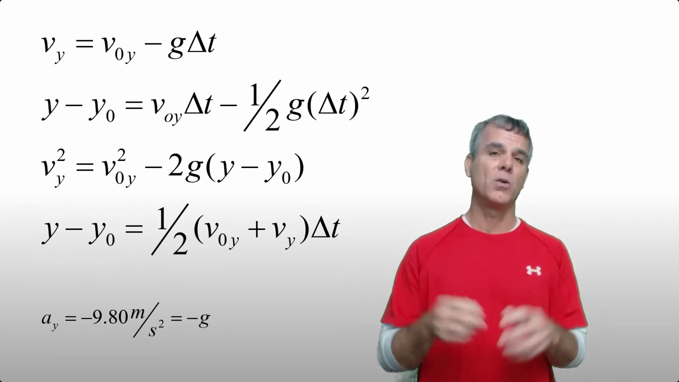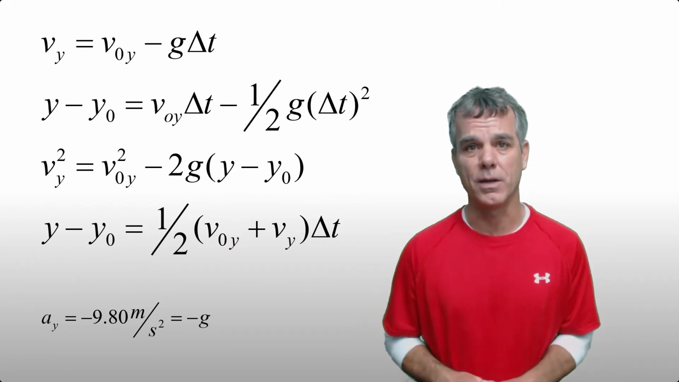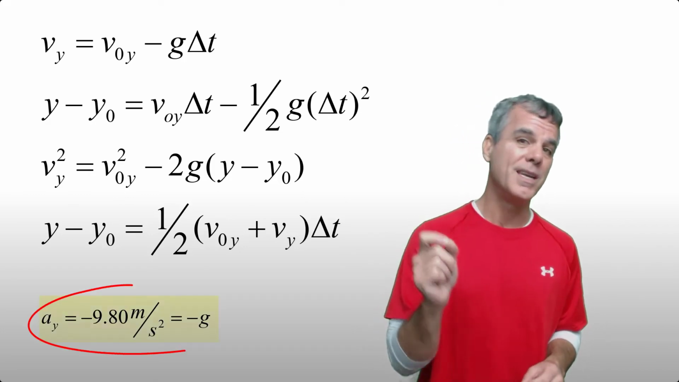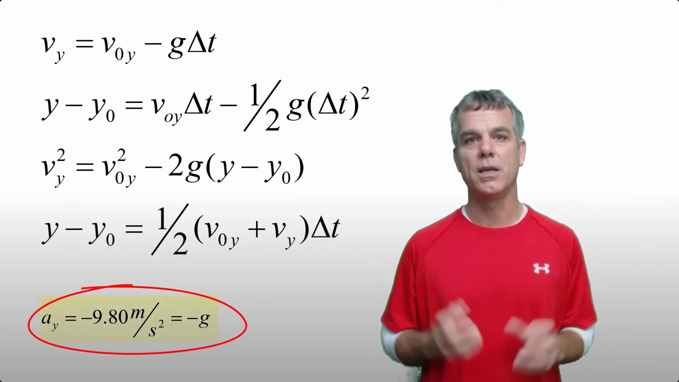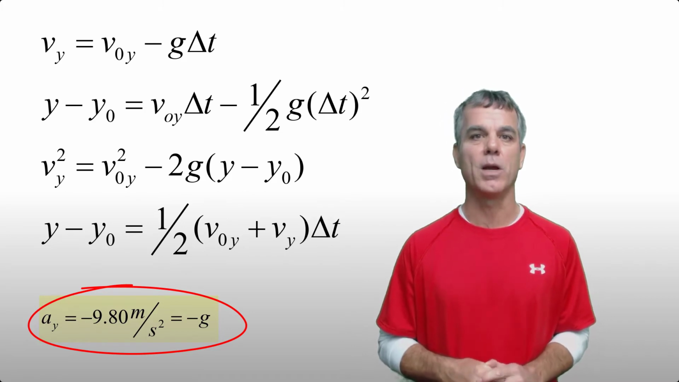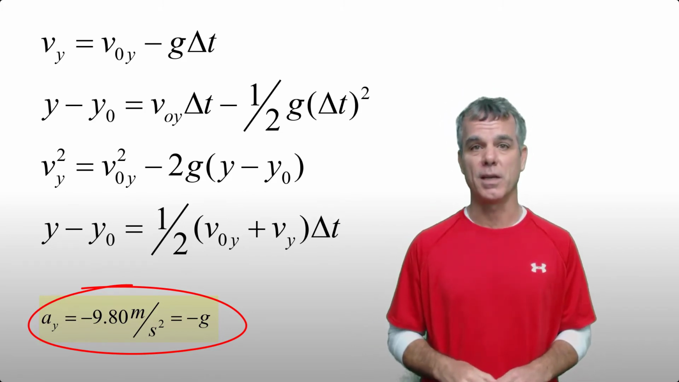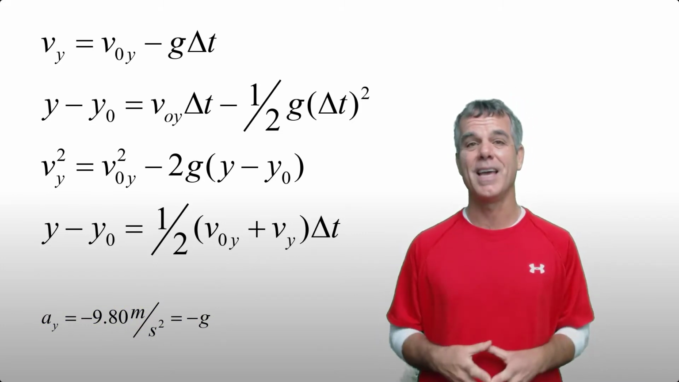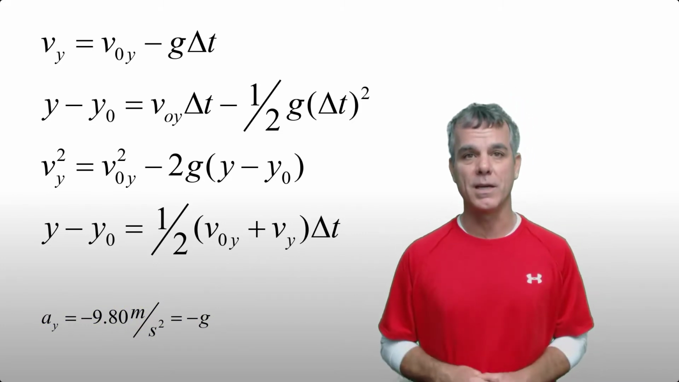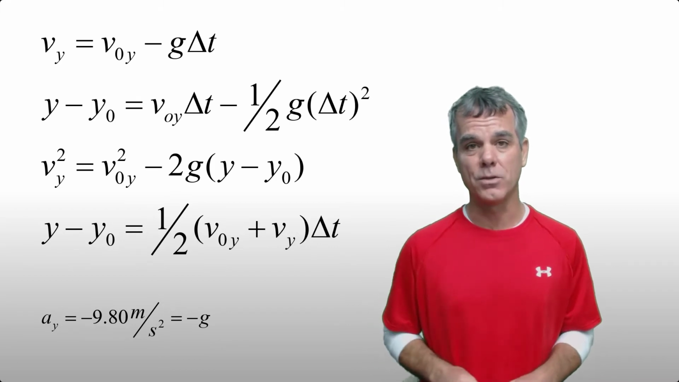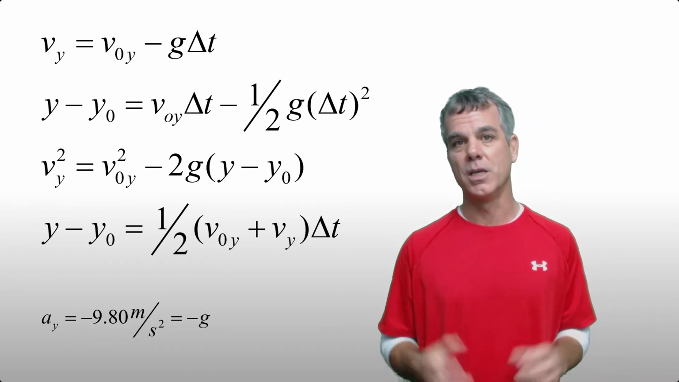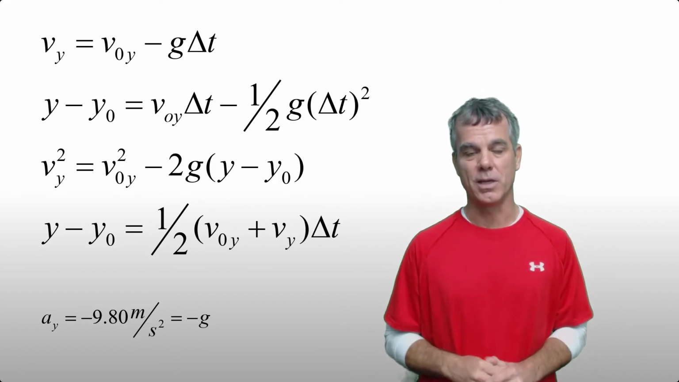Now, some books give the equations of free fall slightly differently, where they replace the acceleration in the y direction with negative g, where g is the magnitude of the acceleration due to gravity, 9.8 meters per second squared. Personally, I don't like rewriting the equations. I like to have them the same as the equations of constant acceleration in the vertical direction, just that we know the acceleration in the y direction is -9.8 meters per second squared.